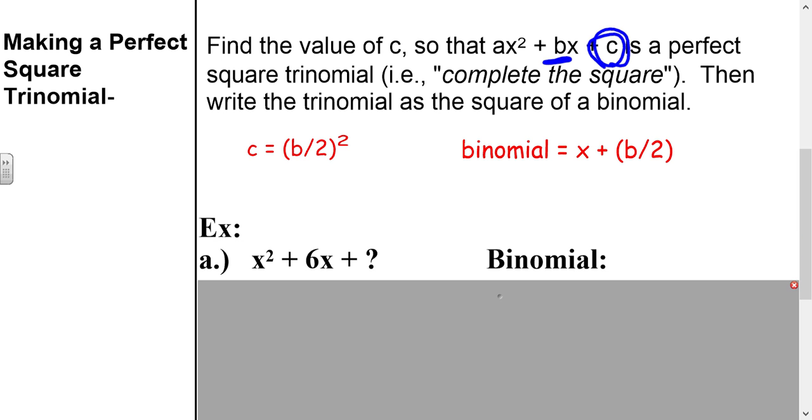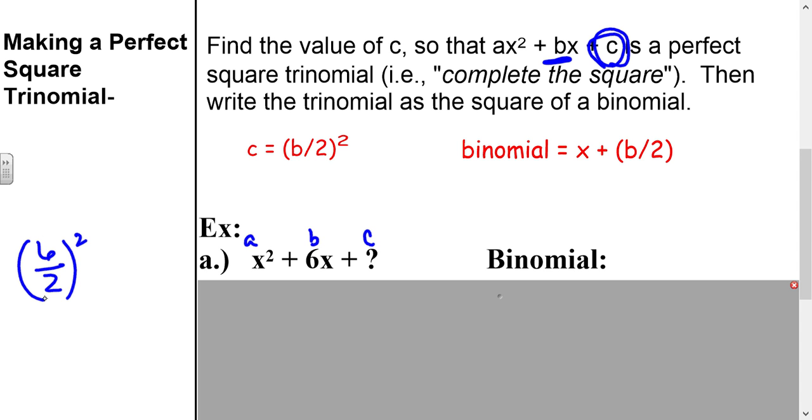For example, if I have x squared plus 6x plus something, and I want to make sure that this is a perfect square trinomial, then I can use my formula in order to find out what this last value should be, so that it factors into the square of a binomial. In this case a is 1, b is 6, and I don't know what c is, so I would do 6 divided by 2 squared. I'm following my formula here. So b was 6, so I took b divided by 2 squared.